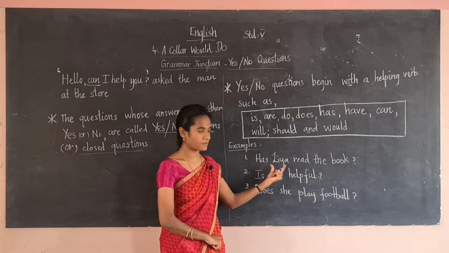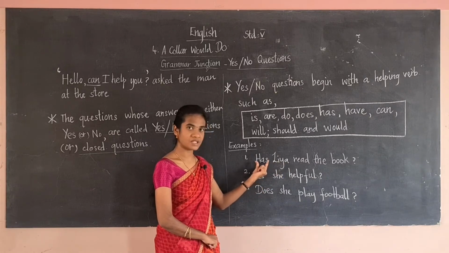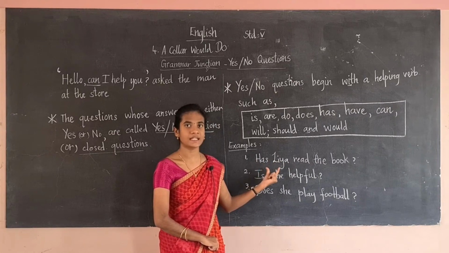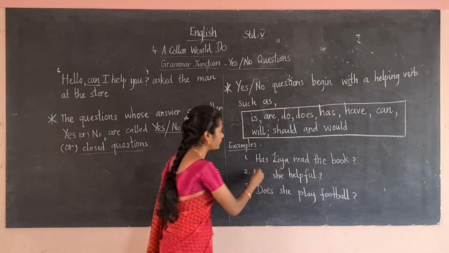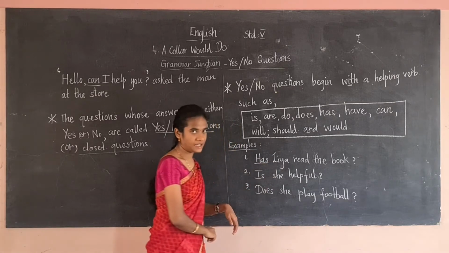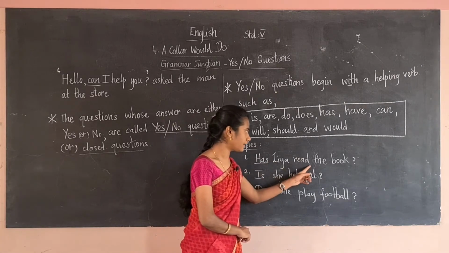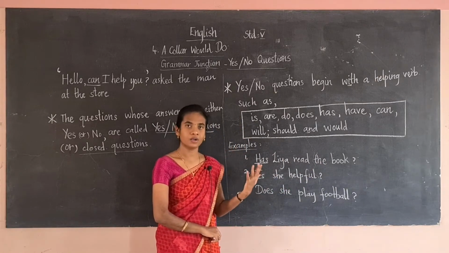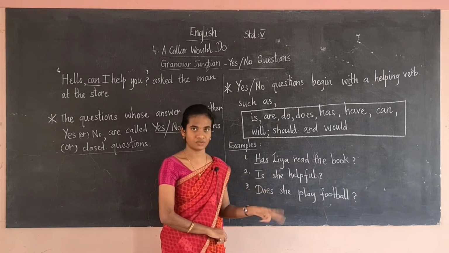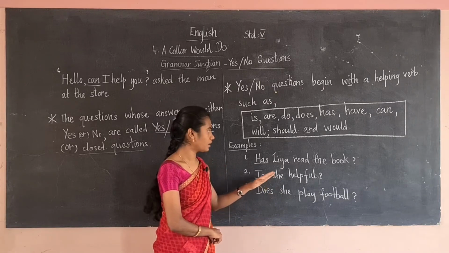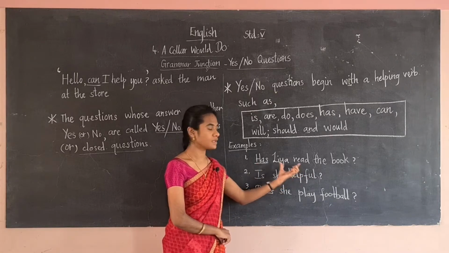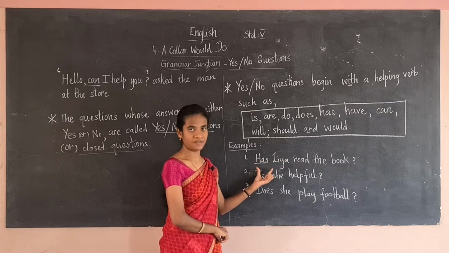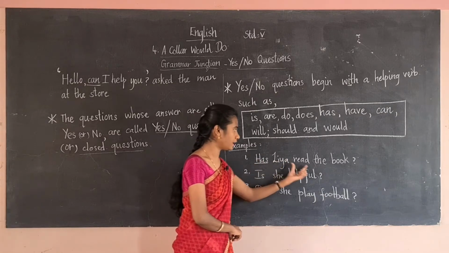The yes or no questions start only with helping verbs. Has is the helping verb. Has Leah read the books? So the answer is yes or no. You will be saying either one of these answers. To frame the question, you have to start with the helping verbs only. Has Leah read the books?